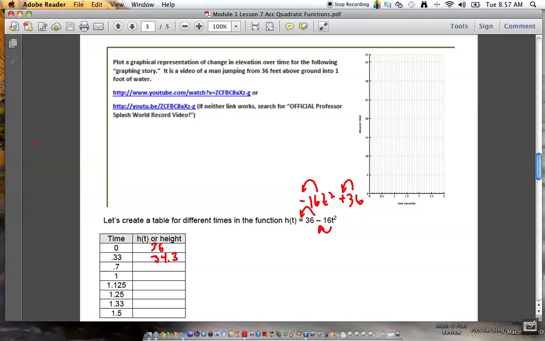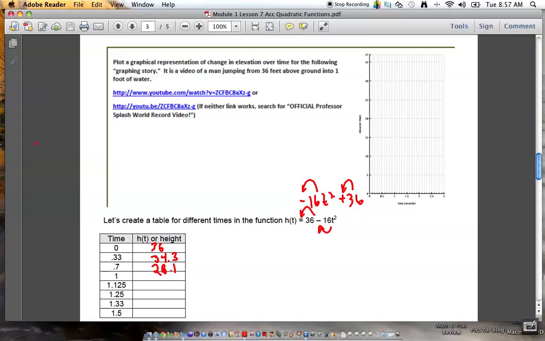Okay, next, let's do negative 16 times 0.7 squared, and then plus 36. What do we get? You do it. Okay, negative 16 times 0.7 squared plus 36. 28.16. Okay, so we'll go 28.1.